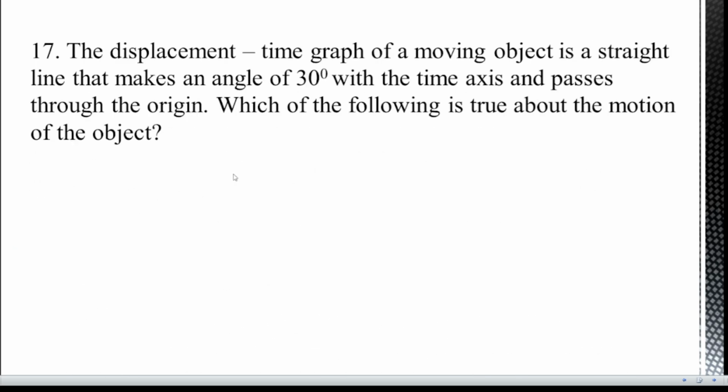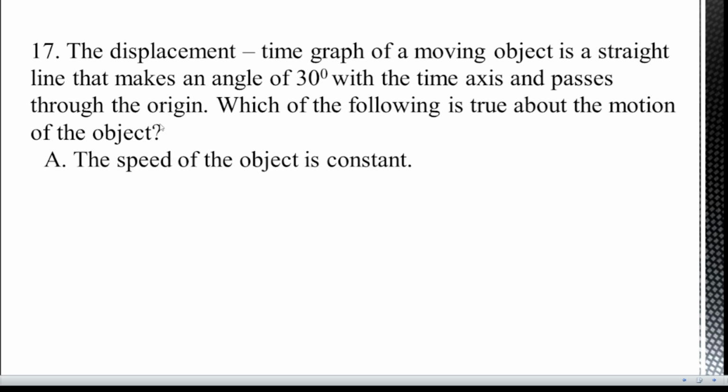Number 17 says the displacement-time graph of a moving object is a straight line that makes an angle of 30 degrees with the time axis and passes through the origin. Which of the following is true about the motion of the object?